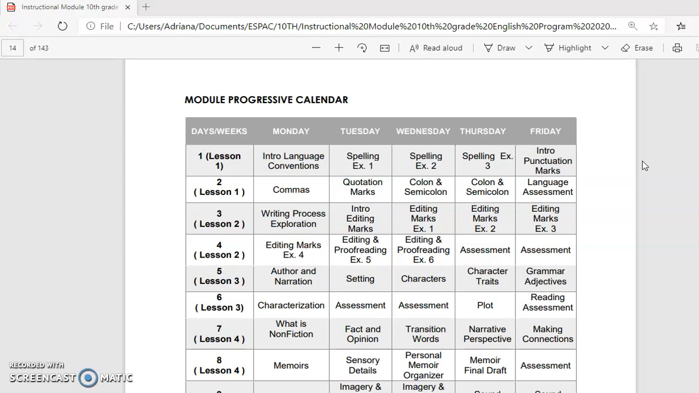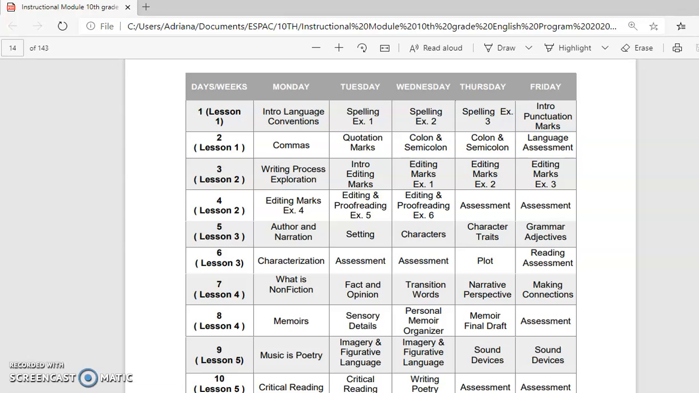So I'm going to be explaining introduction to language conventions and introduction to punctuation marks. I'm going to be explaining this whole week. Here you will have the calendar, the progressive calendar, where you will see the different lessons that you have. And today we're going to only discuss 1 week.